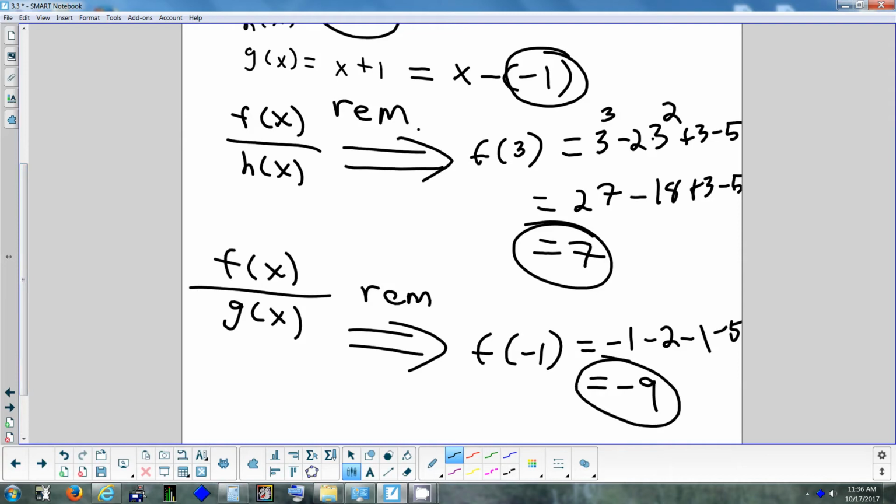So I didn't get a remainder that's 0, so what does that mean about g of x? It's not a factor, exactly. g of x is not a factor of f of x. Any questions on how you can quickly find the remainder if you're dividing by something that's x minus a number? Technically, you can do x plus a number as well, but x minus a number.